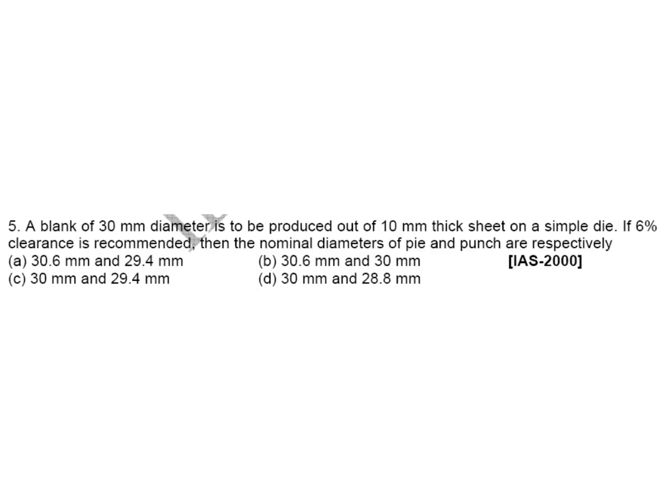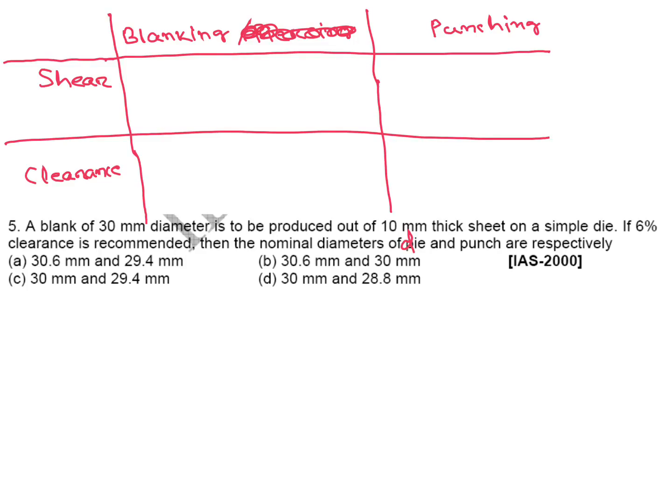First, some basics you should know. This is very important. For blanking and punching operations, if the operation is blanking, shear is provided on the die. If the operation is punching, shear will be provided on the punch. And if the operation is blanking, clearance we will provide on the punch. In a punching operation, clearance we will provide on the die.